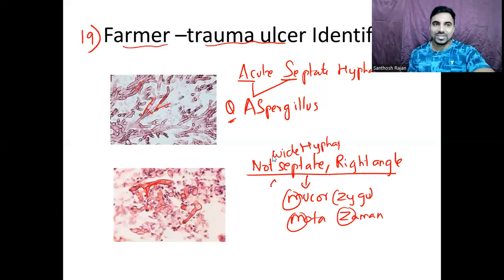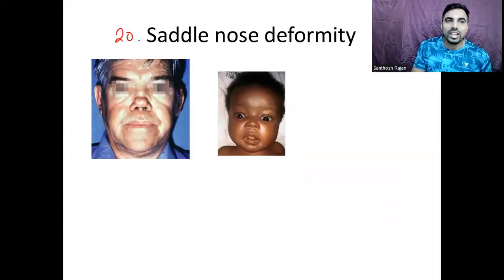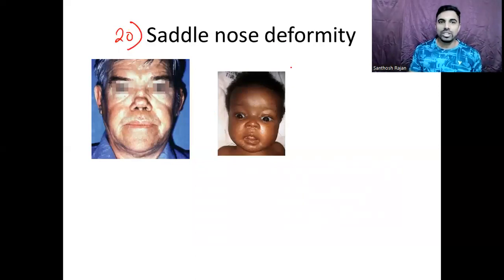Okay. Now, saddle nose. I don't know in which perspective they ask, because students haven't given me full information. But whatever I got, saddle nose deformity. If it's from a microbiological point of view, I can tell. But saddle nose can happen even in cancer related to the nasal bone, or from a trauma injury also. It depends on the history.